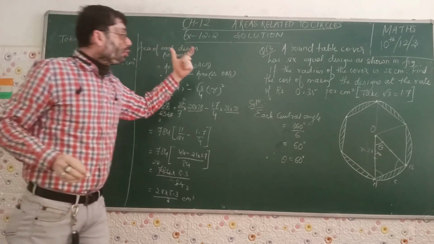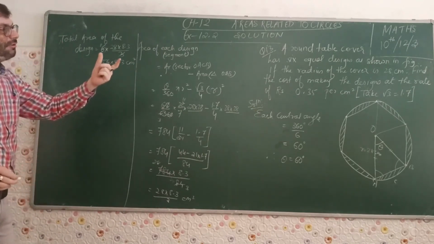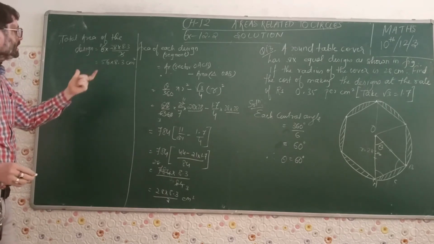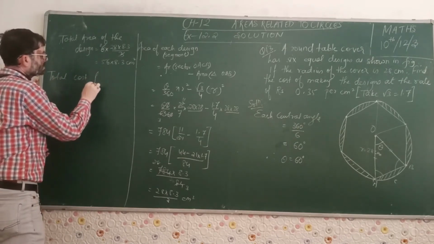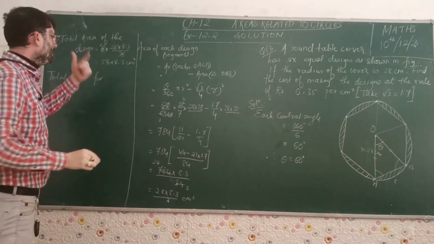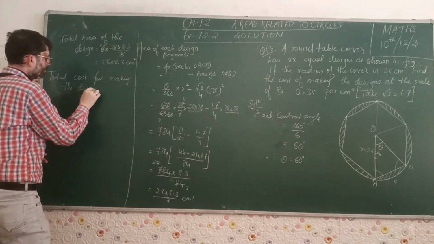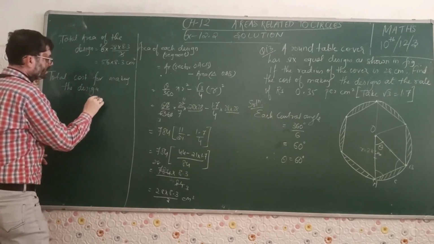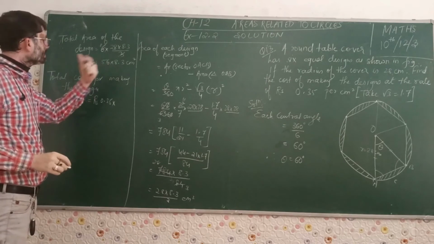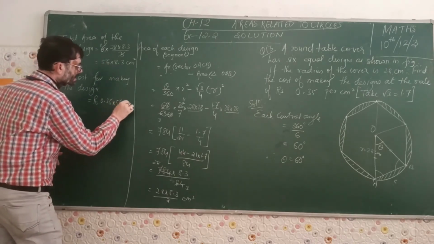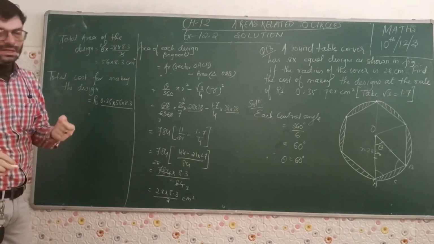We need to find the cost of making the design at the rate of rupees 0.35 per centimeter square. So the cost for 1 centimeter square is 0.35, and what is the total cost? So total cost for making the design is rupees 0.35, which was the cost for 1 centimeter square, into the total centimeter squares we have here: 56 into 8.3. Multiply all this, we will get the final answer. What is the total cost?